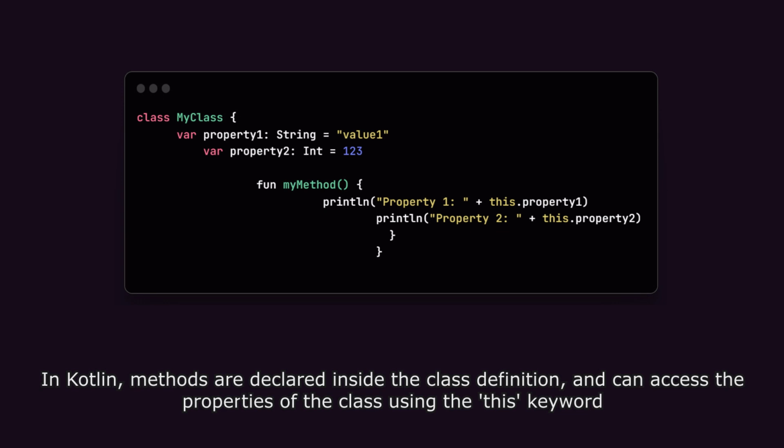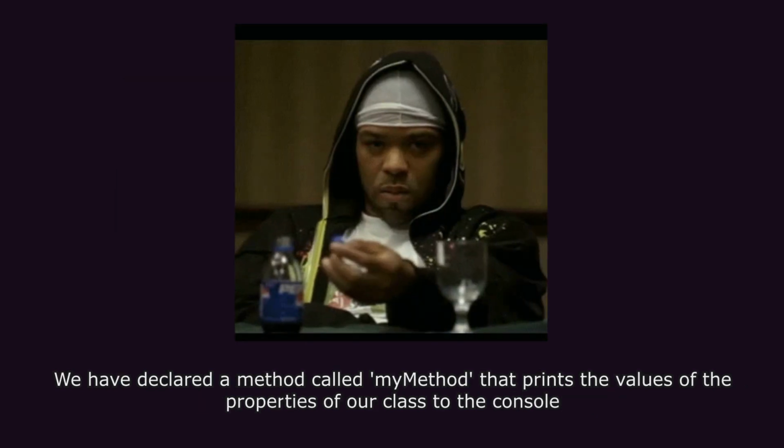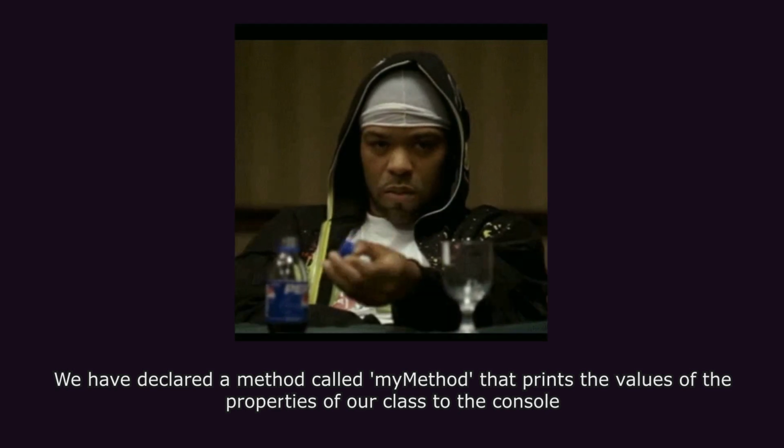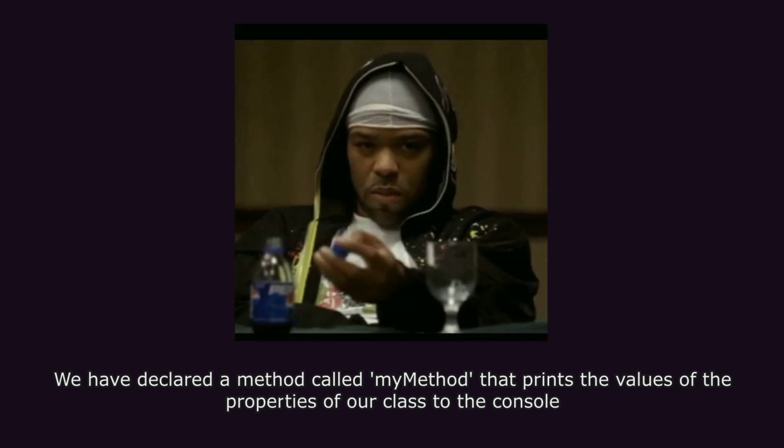In Kotlin, methods are declared inside the class definition and can access the properties of the class using the this keyword. We have declared a method called myMethod that prints the values of the properties of our class to the console.